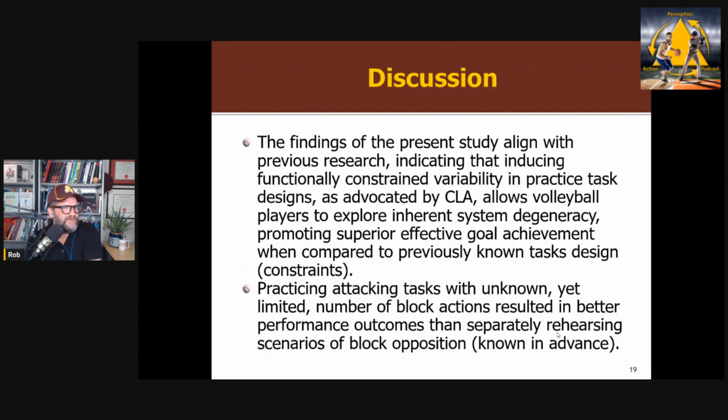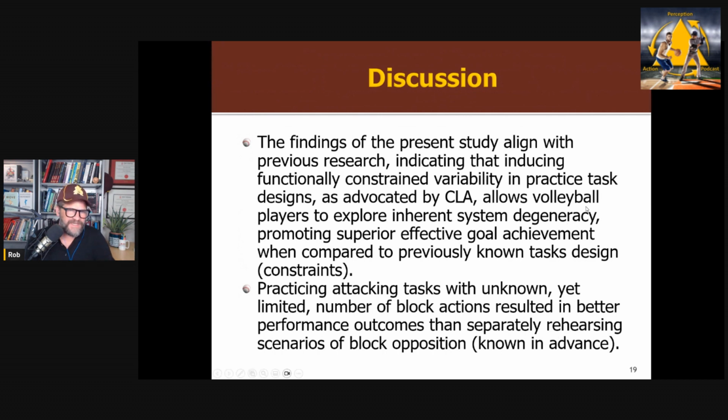Present studies align with previous research indicating that inducing constrained variability in practice designs allows volleyball players to explore the system degeneracy, promoting effective goal achievement. You're learning different options. Practicing attack with an unknown yet limited number of block actions resulted in better performance outcomes than separately rehearsing scenarios of block observation known in advance. When they can predict it, that's deadly, right?